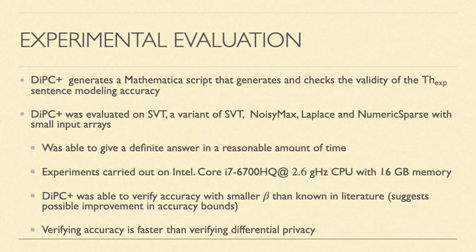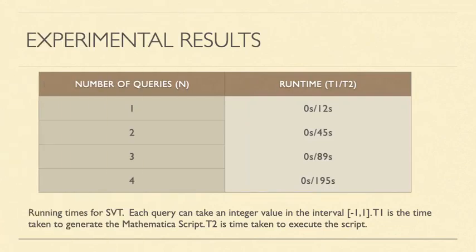Finally, we observed that verifying accuracy is faster than verifying differential privacy, since in verification of accuracy we only have to compute the probability of obtaining one output, namely the output of det P on the given input. For differential privacy, on the other hand, we need to compute this probability for each possible output. Detailed experimental results are in the paper.